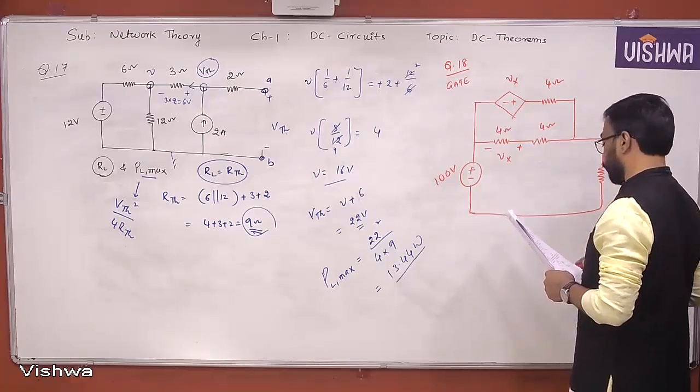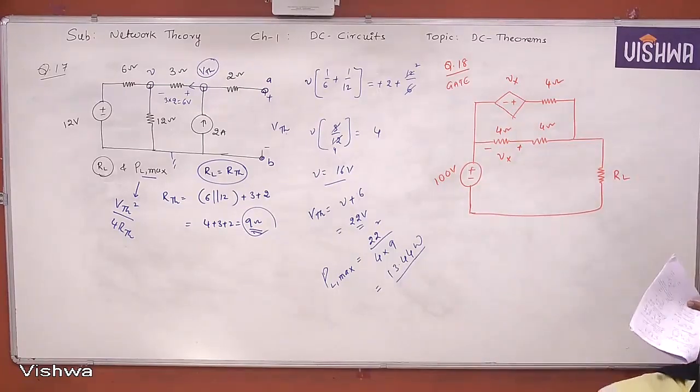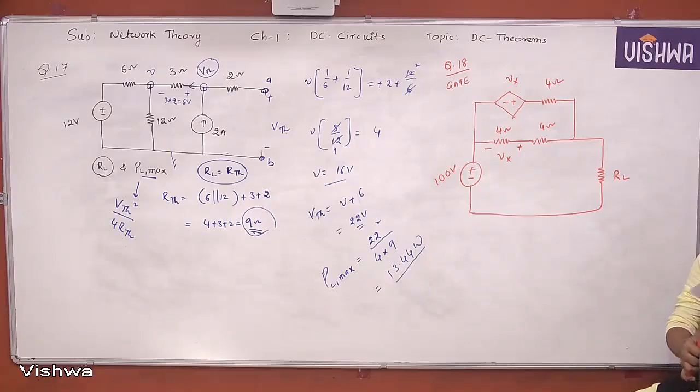What value of RL maximizes the power delivered to RL? This is the question.